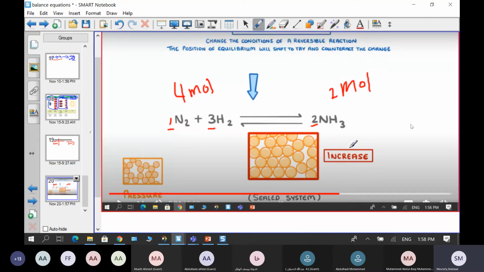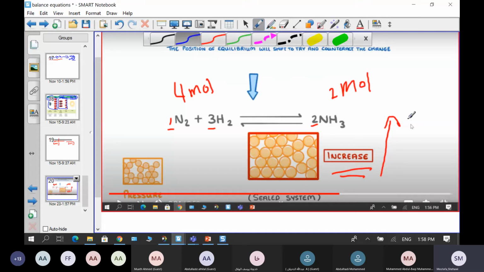Okay. So if we conduct this reaction under high pressure, increased pressure, as you see right now, there is a movement that decreases pressure. If I increase pressure, the reaction must go in the direction that decreases pressure. It must contradict or counteract my action.